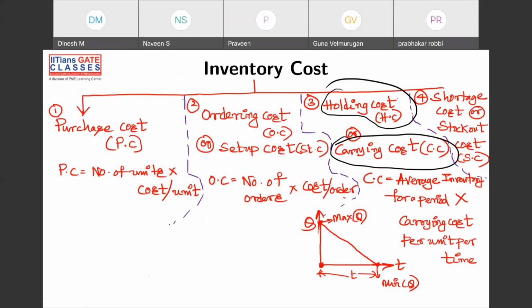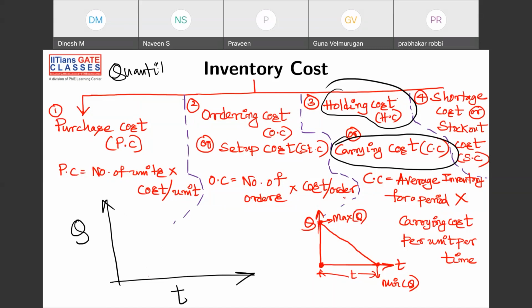If you see this figure here, I'll draw the same figure here. Let's say Q is here. Please remember the notations are very important here. Q is denoted by the quantity. Q is quantity, and T, this T is time. Q is quantity. T is time.